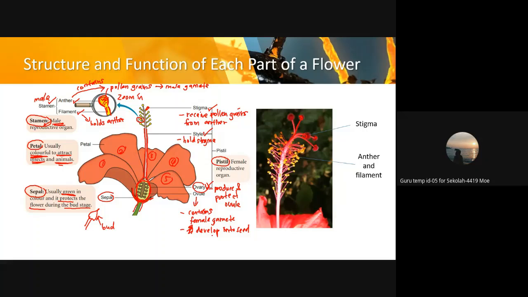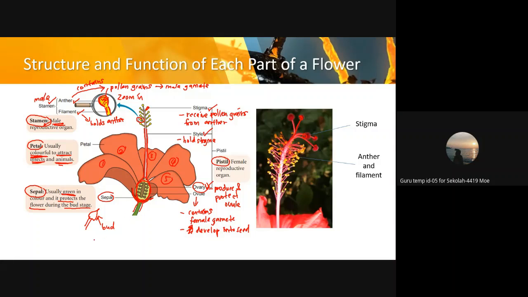Okay, upon fertilization. So how fertilization in a flower occurs? Yang ni kamu tak akan belajar lagi sebab level kamu belum sampai situ. Nanti when you get into upper form 4, you will learn, okay? Sebab dia punya proses a bit complicated compared to fertilization of human, okay? Okay, nanti kamu akan belajar, don't worry.